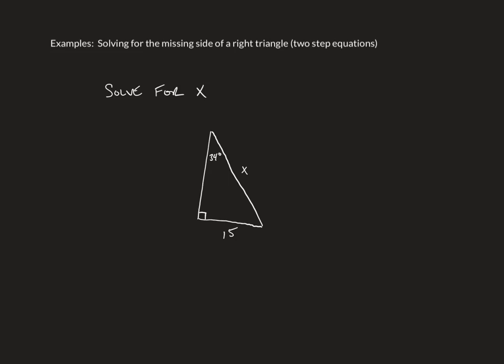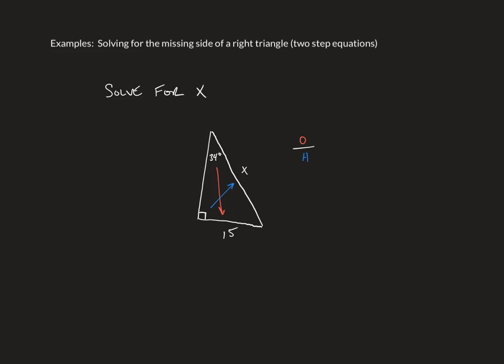So again, we have a triangle. It's a right triangle. We know we're using sine, cosine, or tangent here. So now it's time for us to identify which sides we will be using here. So it looks like we're using the opposite side of this 34-degree angle, and we are also using the hypotenuse of this right triangle with a 34-degree angle in it.